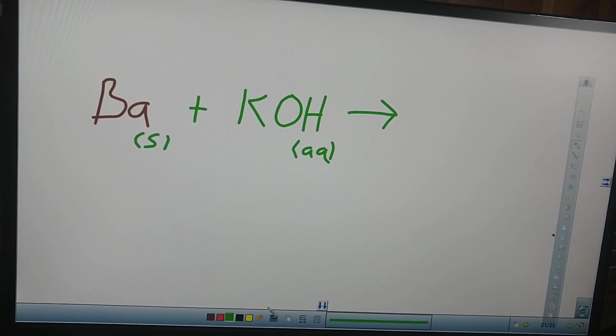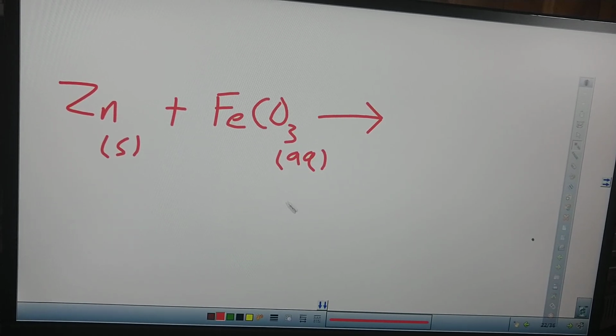Here's the third one. Solid barium dropped into a solution of potassium hydroxide. Would that do anything? Would that happen? And the last one is solid zinc dropped into a solution of iron 2 carbonate. Would that produce a single replacement reaction? I'll have the answers posted to these Friday morning. I will post them right after the assignments are due. Good luck with them.